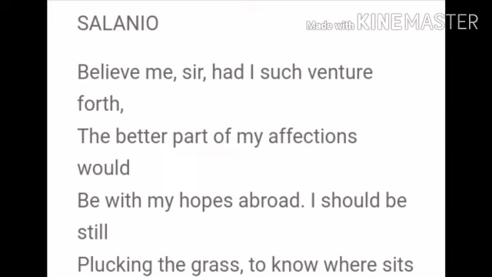It will be related to my hopes. Hopes here means ships abroad, which are on the sea. So Salanio is telling, if such a condition happens to him, he will be plucking the grass to know where sits the wind. Plucking the grass means holding up a blade of grass in hand in order to know to which direction the wind is blowing. That is, the direction to which the grass slants in accordance with the wind will be the direction in which the wind blows.